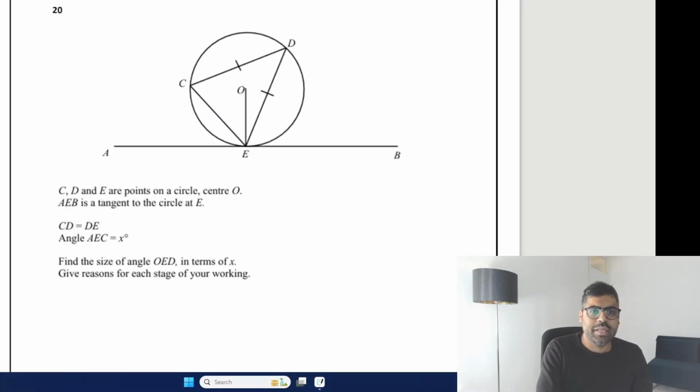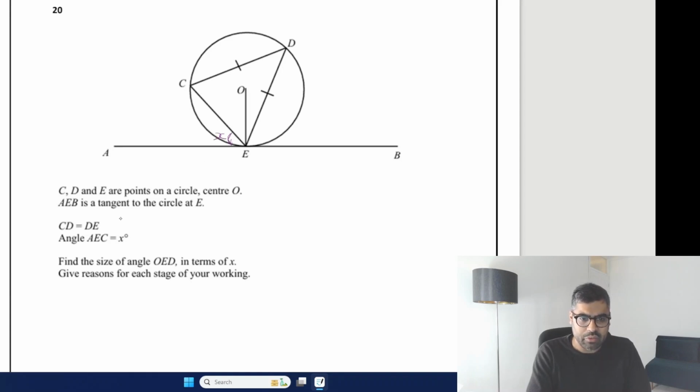Okay, so question 20, another one of my favorite topics, which is circles. What's going on here? So we've got a circle. We have a tangent to the circle, which we can see AEB is a tangent to the circle at E. We've also got points C, D, and E. We can see an isosceles triangle going on because of these two lines here. We're also told angle AEC is equal to x. So let's call this x.